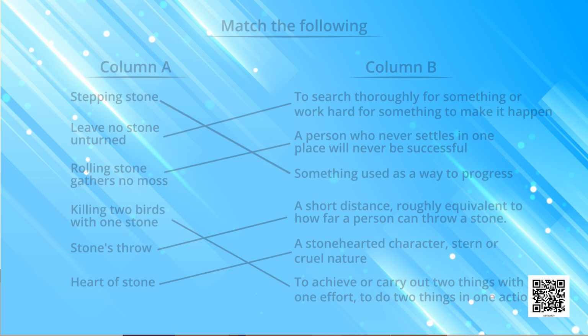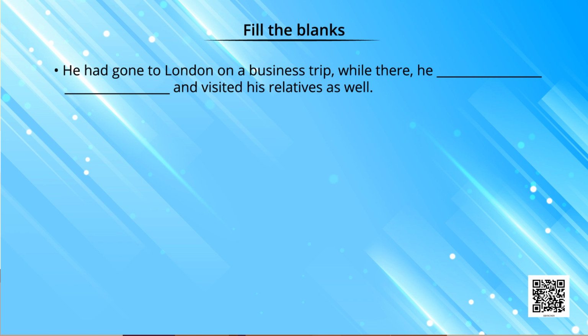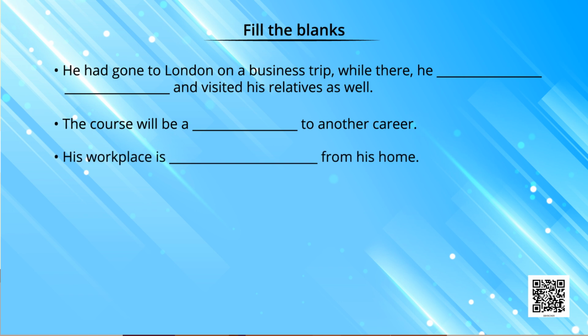The first one is, he had gone to London on a business trip. While there, he dash and visited his relatives as well. I will leave it up to you. Let's try to solve. First, let's read out all. The course will be a dash to another career. His workplace is dash from his home.